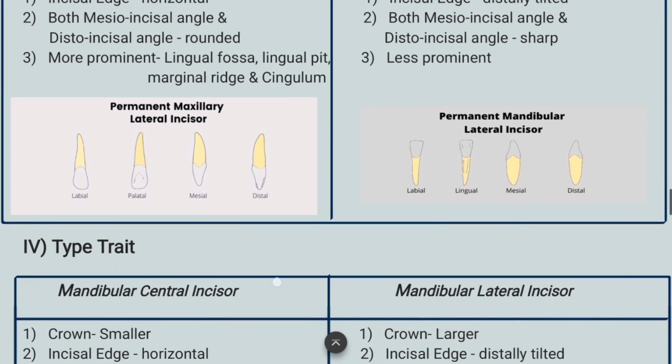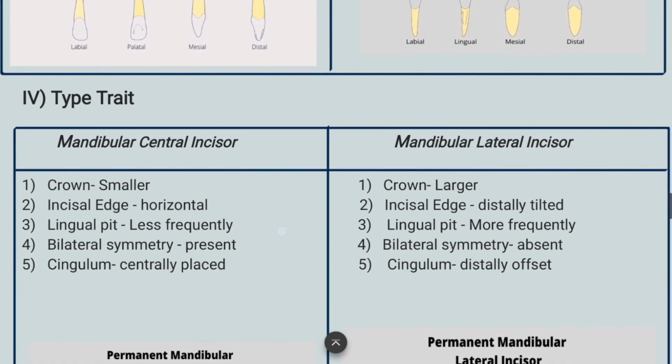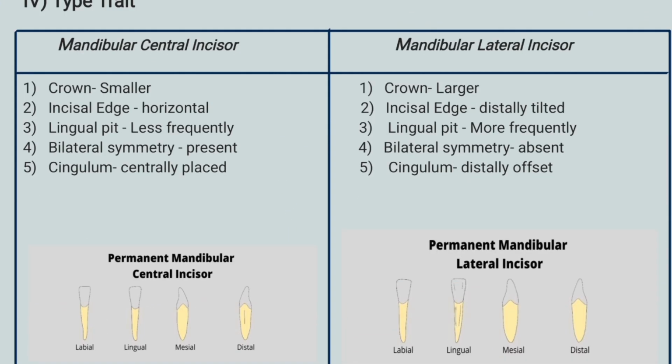Now coming towards the type trait of mandibular lateral incisor compares with mandibular central incisor. Mandibular lateral incisor has larger crown while central incisor is smaller. Their incisal edge is distally tilted while in central it is horizontal. Lingual pit is more frequently visible in lateral while it is less frequent in mandibular central incisor.